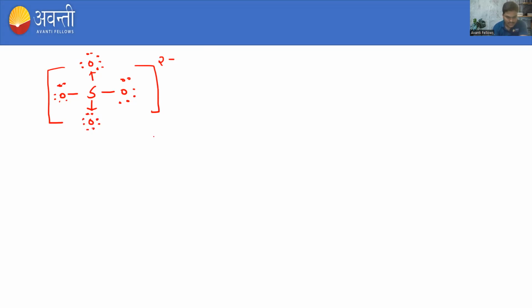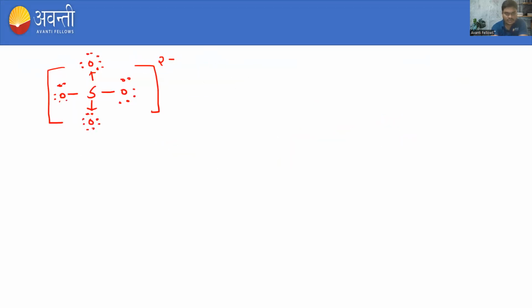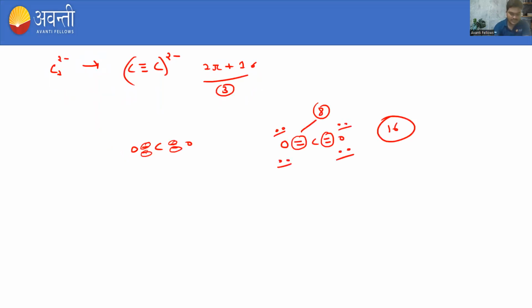So what you need to calculate is how many lone pairs of electrons there are. So we have one lone pair, two, three, four lone pairs here, four lone pairs here. So four, how many? That is 8, and two lone pairs here, two lone pairs here. So in total we have 10 lone pairs of electrons, right? So we have 10 lone pairs of electrons in this.